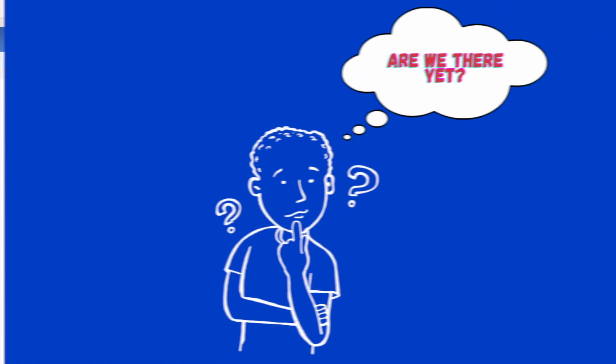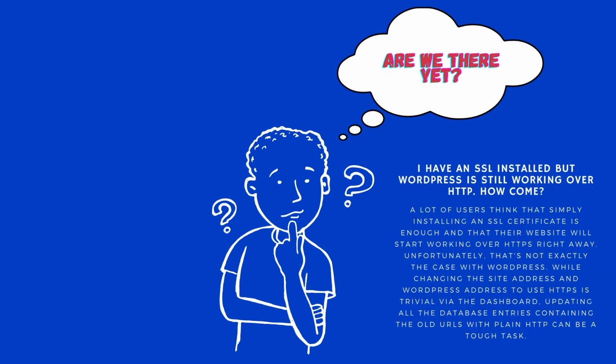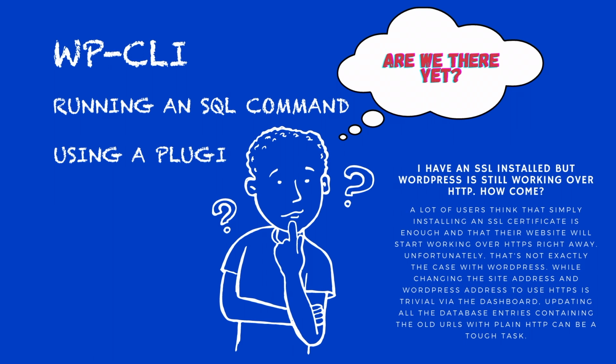But we're not quite done yet. A lot of users think that simply installing an SSL certificate is enough and that their website will start working over HTTPS right away. Unfortunately, that's not exactly the case with WordPress. While changing the site address and WordPress address to use HTTPS is trivial via the dashboard, updating all the database entries containing the old URLs with plain HTTP can be a tough task. It requires the use of more advanced tools, such as WordPress CLI, running an SQL command, or using a plugin.